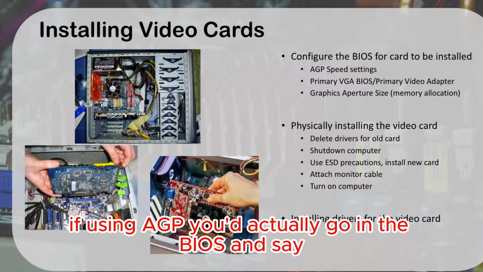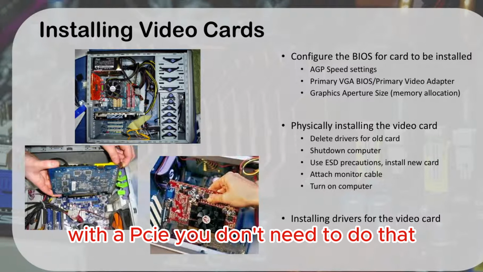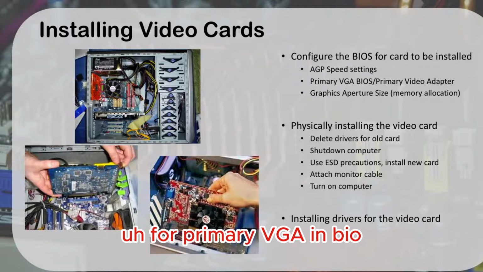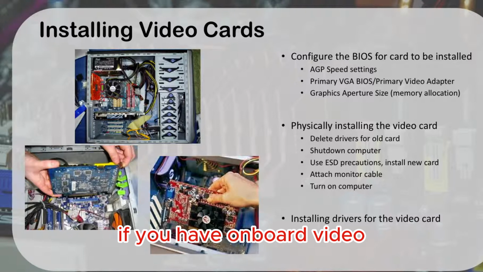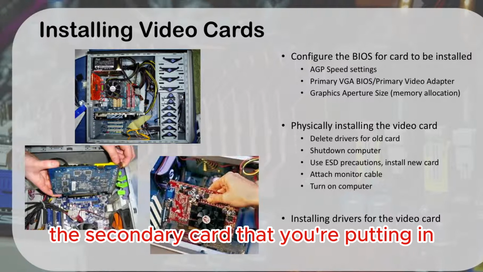If you're using AGP, you'd actually go in the BIOS and say this is a 1x, 2x card or a 4x, 8x card. With a PCIe, you don't need to do that. It's automatically configured for you. For primary VGA and BIOS for primary graphics adapter, if you have onboard video, sometimes you'll have to turn that off in the BIOS so it'll recognize the secondary card that you're putting in.